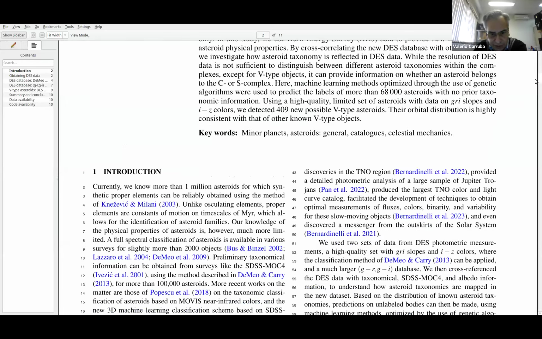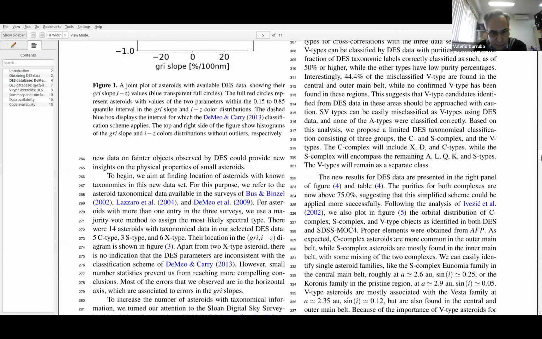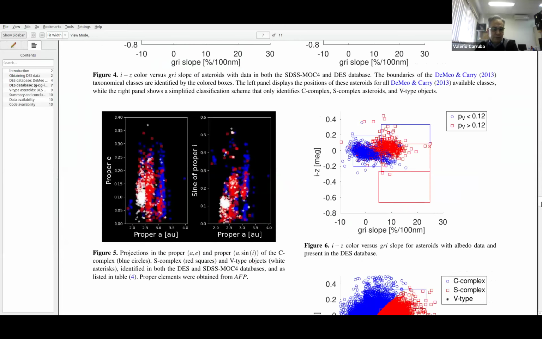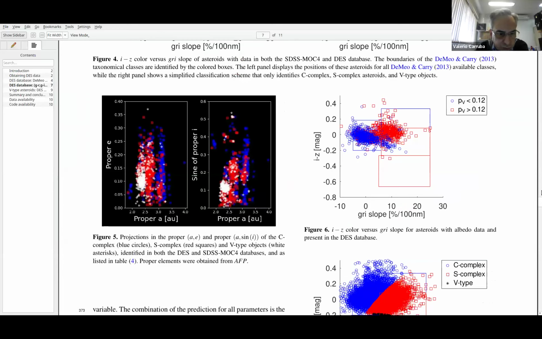But you're right. The first work that really inspired the DeMeo-Carry model is the Ivezic one. I don't know if I can show you another thing. This is a famous figure from Ivezic. So you can actually do this kind of analysis using the Ivezic approach. It was in 2001, I think, and you can see the S-type, C-type, and V-type objects based on these approaches. But again, if you really want to go into detail and see the less frequent classes, then the only model that I'm aware of is this DeMeo-Carry approach.